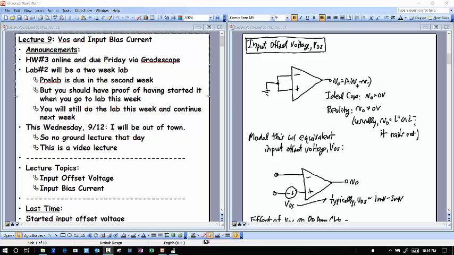First of all, Homework 3 is online and due Friday via Gradescope. Lab 2, I announced last time, is a 2-week lab. The pre-lab is not due this week, it's due in the second week, which will be next week for most of the labs. But for this lab, you should have proof of having started it when you go to lab this week. You will still do the lab this week, and you'll continue doing the lab next week. I mean the physical lab here, where we're actually measuring things and using the equipment.